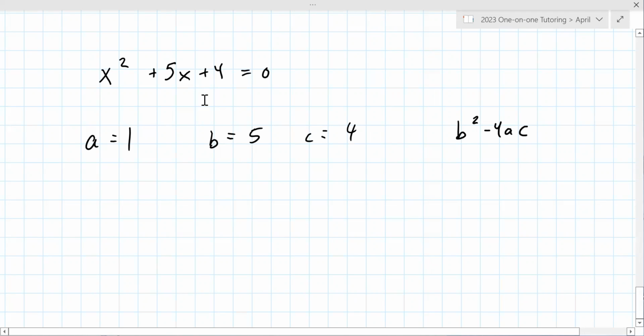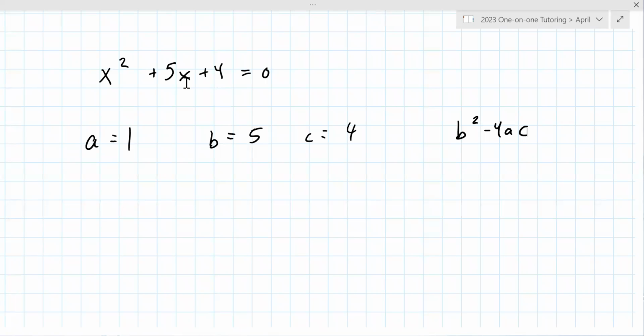B, so 5. Oh, 5 to the power of 2 minus 4, and then parentheses 1, 4.